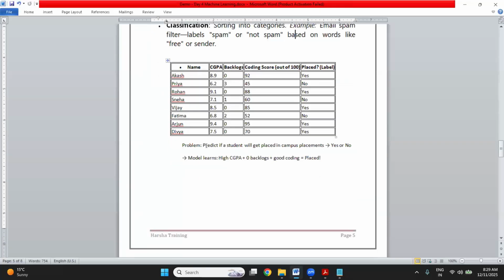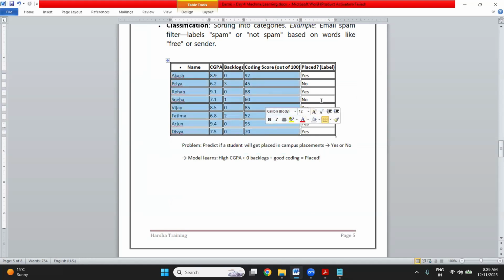The problem statement is to predict whether the student will get placed in the campus or not. Using supervised learning, the machine will predict yes or no. That's it. It will not think much. It will capture all this data, try to understand the pattern, and then it will predict.